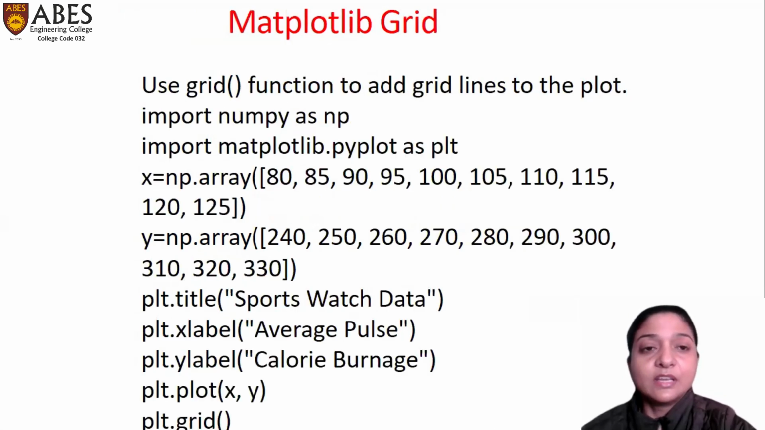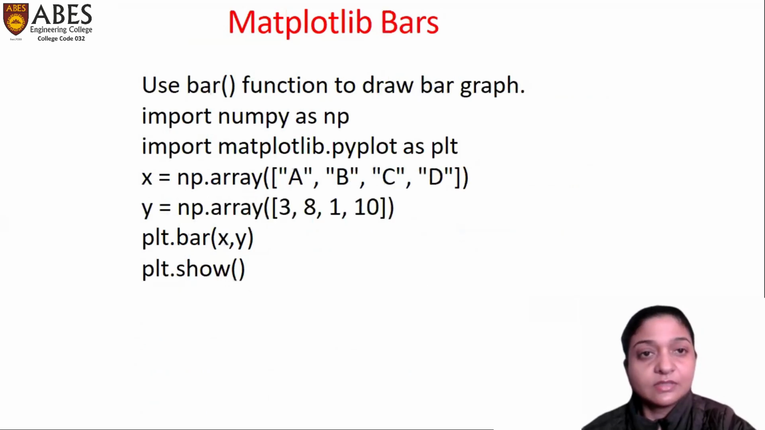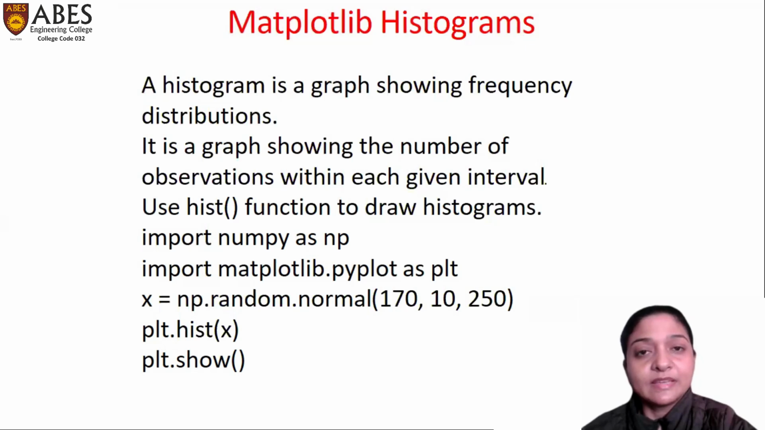Next is grid. If you want to use grid lines in the plot, use the grid function. Then is bars. If you want to draw a bar chart, we will be using the bar function. Next is histogram. A histogram is a graph showing frequency distribution. It is a graph showing the number of observations within each given interval. Use the hist function to draw a histogram.